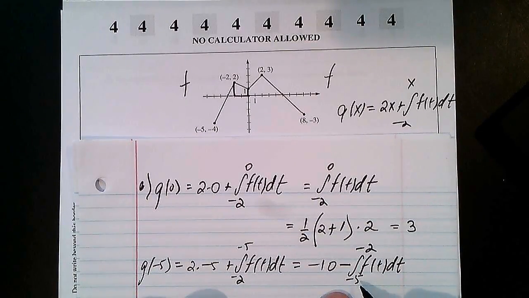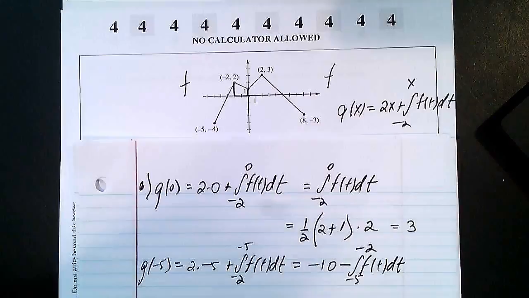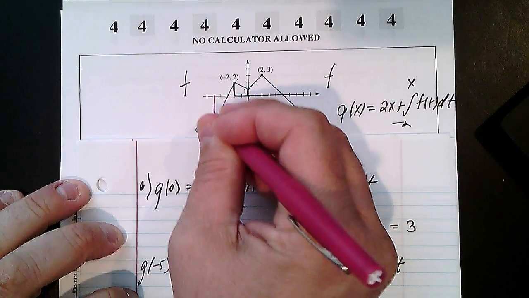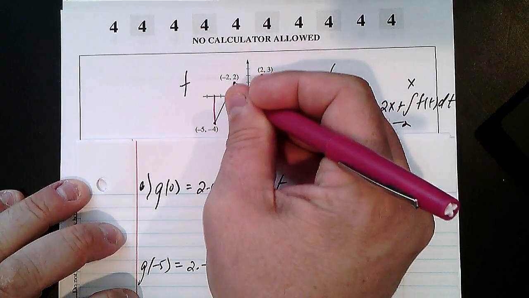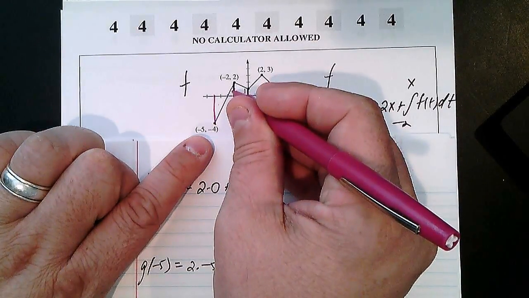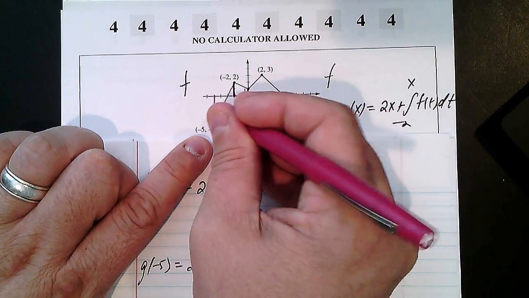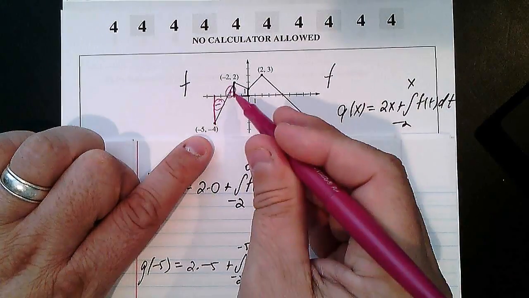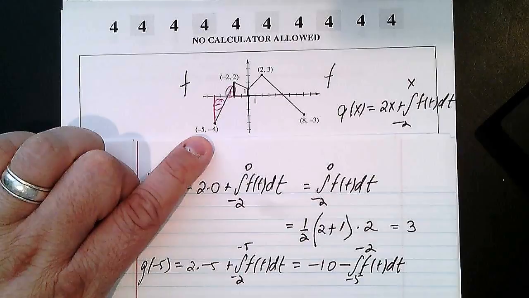Okay, well now we need to find the area from -5 to -2. If I look at the graph and I start over here at x equals -5 and I end over here at x equals -2, I've got two different triangles to consider. This one is below the x-axis, so it has a negative area. This guy is above the x-axis, so we have a positive area.